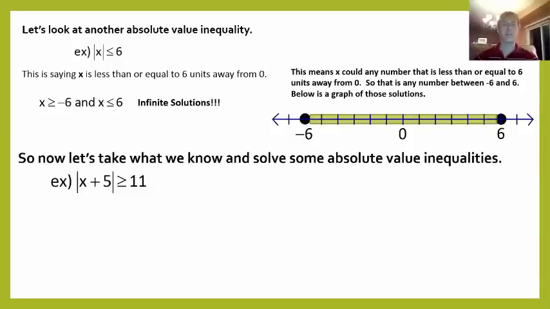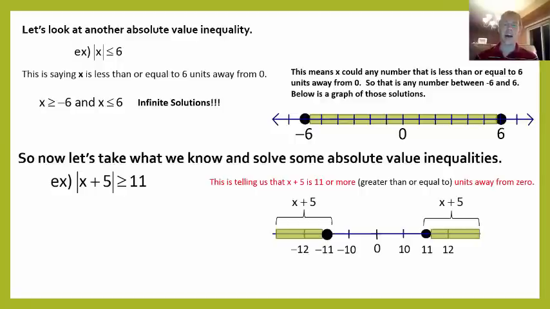So now that we've talked about how we're going to incorporate our definition of absolute value into our thought process for graphing and understanding our solutions, let's actually do some solving here. I've got the absolute value of x plus 5 is greater than or equal to 11. So what that's telling me is x plus 5 is 11 or more units away from 0.